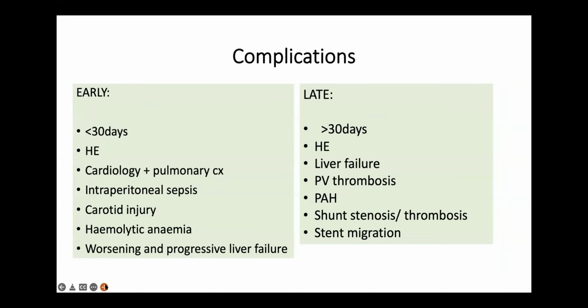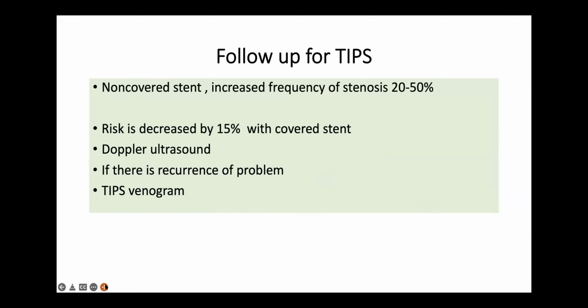Other complications of TIPS: early complications are less than 30 days, late complications more than 30 days. I didn't mention hemolytic anemia, and obviously with any invasive procedure, you can have injury. So carotid artery injury, you can develop sepsis, cardiopulmonary complications, and worsening liver failure. And then stenosis of the shunt as a late complication, and the stent can migrate.